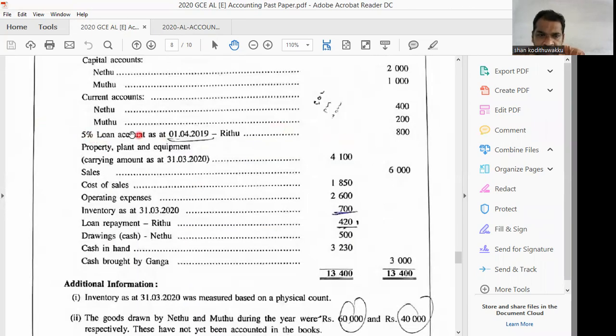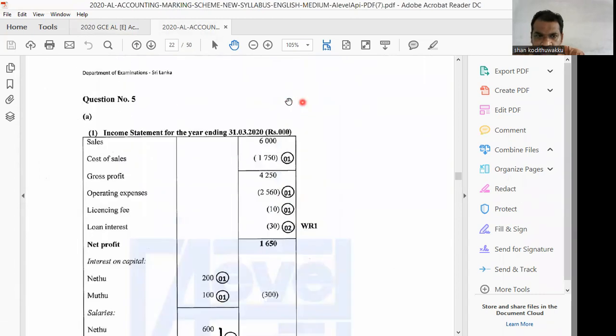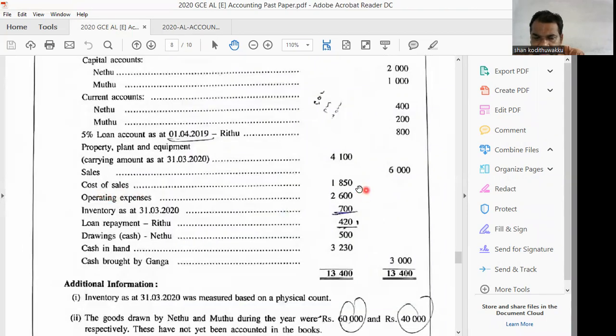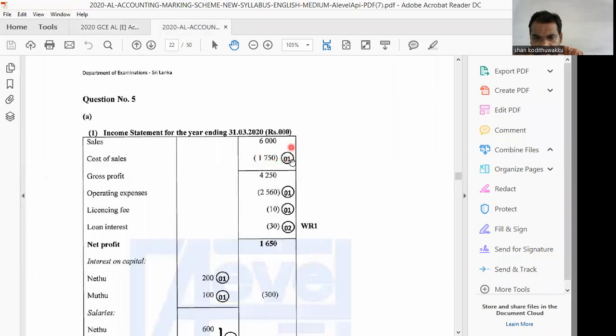Then the 5% loan, we recorded interest. We recorded property sales 6,000. Sales 6,000 in the income statement top value. Then cost of sales we corrected. The original value was 1,850. As we had to deduct 100 of goods drawn by the partners, 1,850 minus 100 is equal to 1,750 cost of sales. At the examination, you can produce within brackets 1,850 minus 100 equals 1,750.